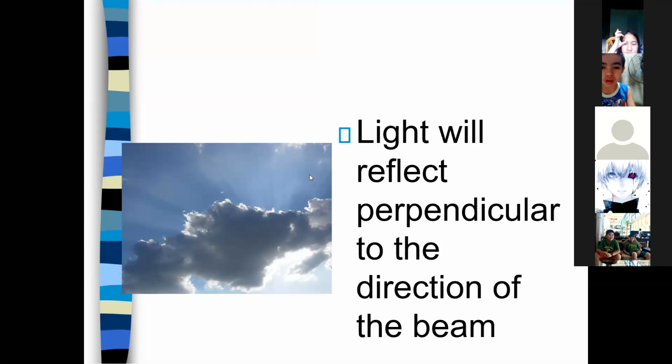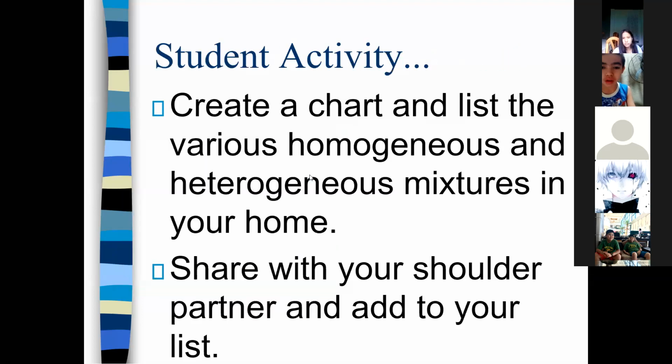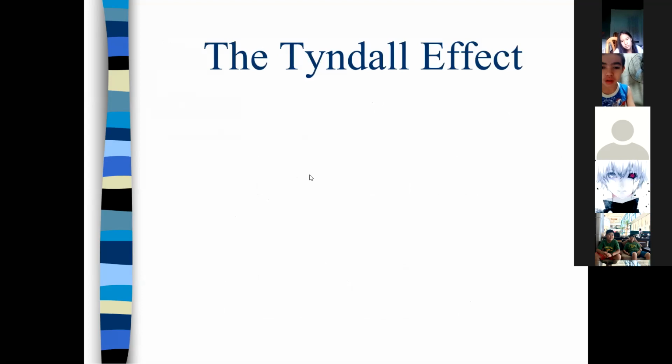What are the components of a cloud? There are a lot of them. One of these is water vapor, the particles that are present there. Aside from that, there are the components of the air. Since light cannot pass through the clouds, thus clouds are a heterogeneous mixture. So never mind the student activity, class. Actually, this can be done online, but I think it's not good to do this one for now. So we have here the Tyndall effect, class.